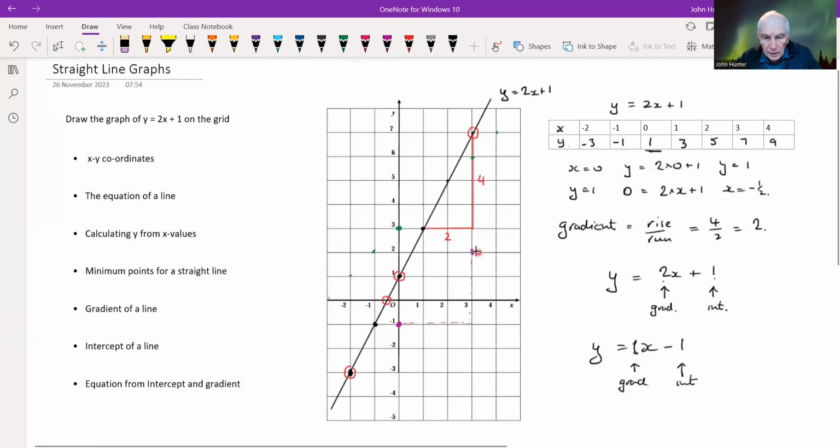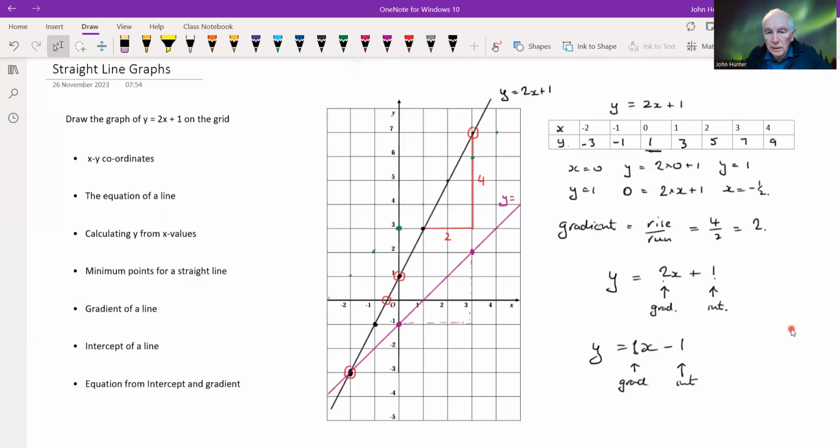So this graph is going to go through these points. So we can add in the line here, and just extend it up to there. So that would be y equals x minus 1. Usually a good idea just to write it alongside there. So that would be that particular line.